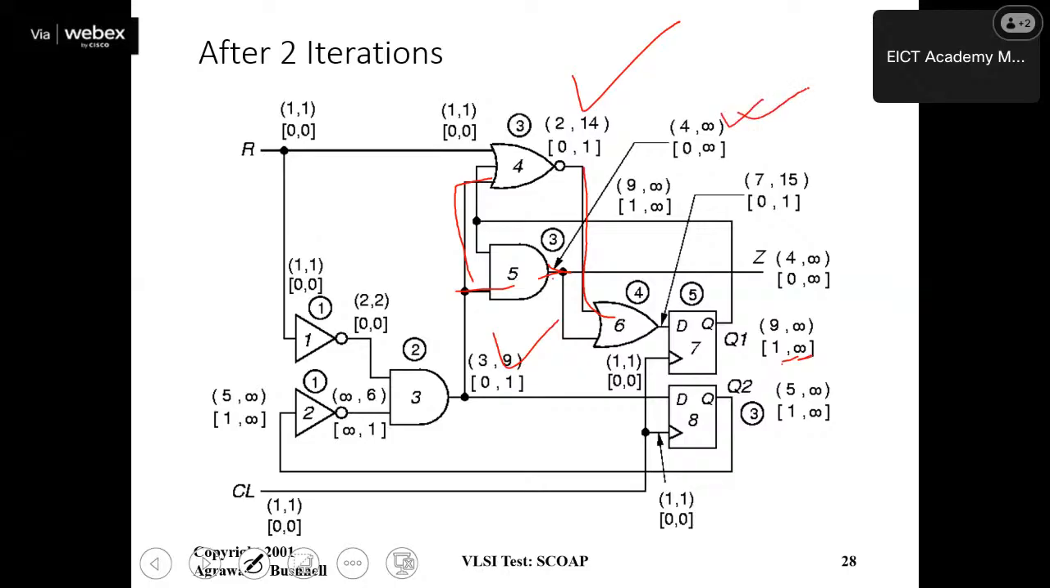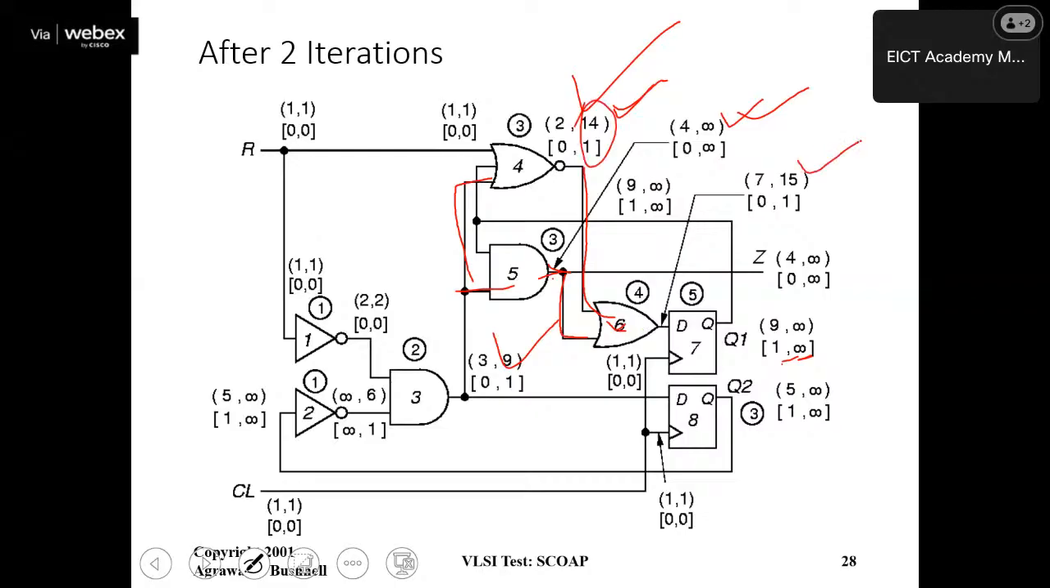Now let's try for this. I have calculated CC1 for this, and the other portion's CC1 is infinity, but for CC1 of the OR gate, I just need the minimum. Either A is 1 or B is 1, that is going to give me 1 anyway. So we will be having this plus 1.